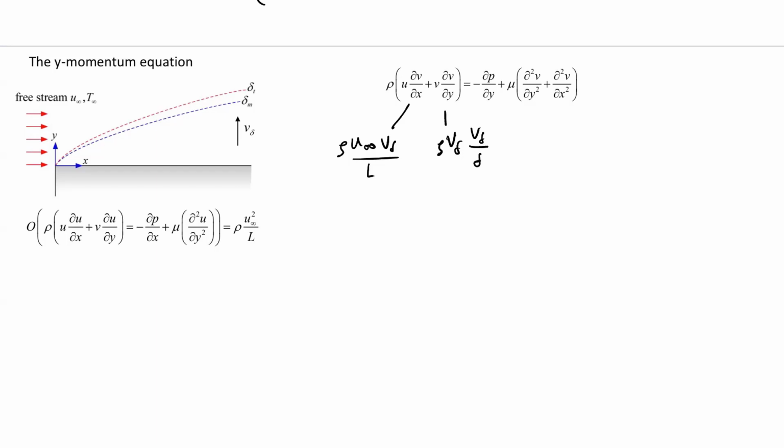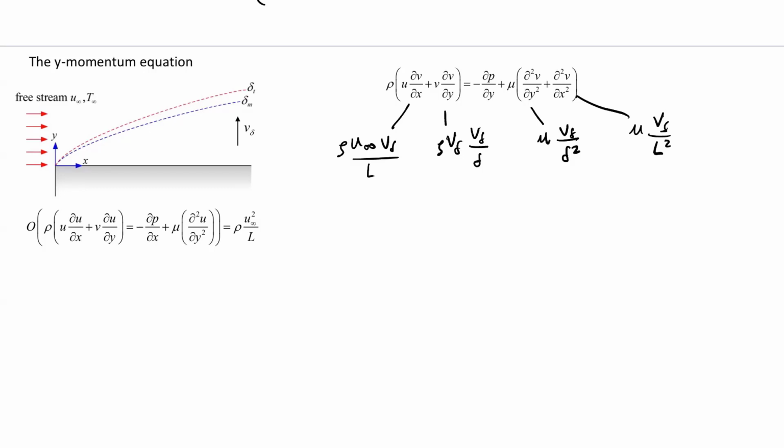Let's skip the dp dy for now and come back to that. So this fourth term here, d squared v dy squared, there's a mu in front, and then the second derivative of the y component is going to be v sub delta divided by delta squared. And then the last term here is mu in front, and then v sub delta divided by L squared.